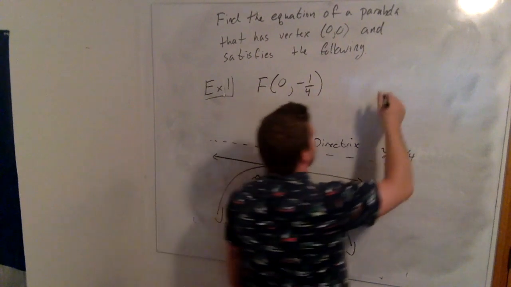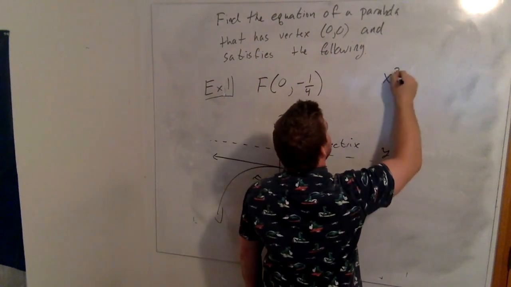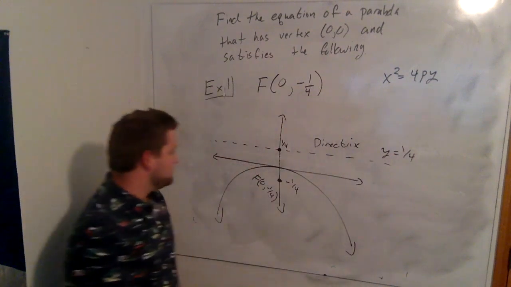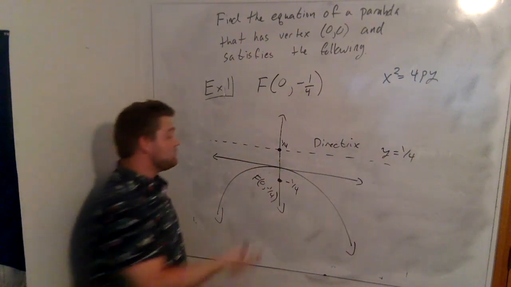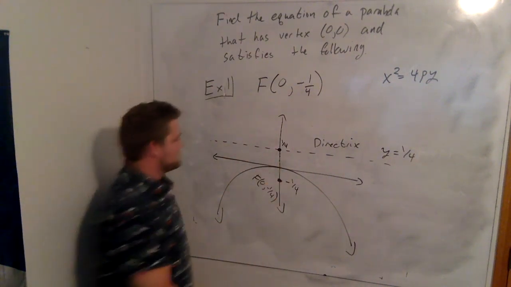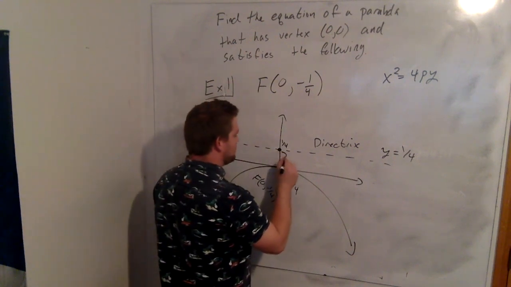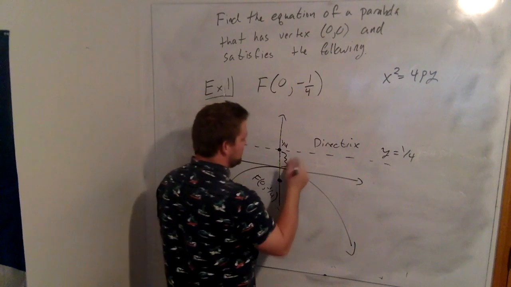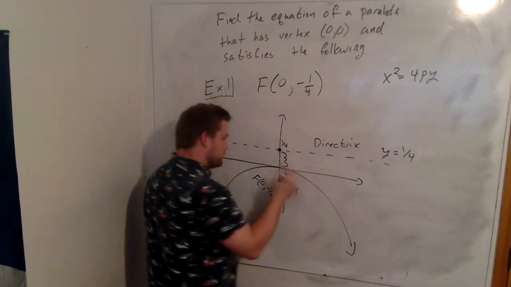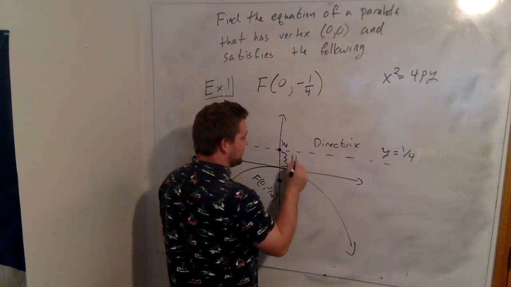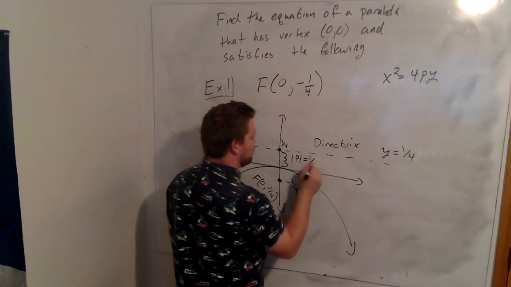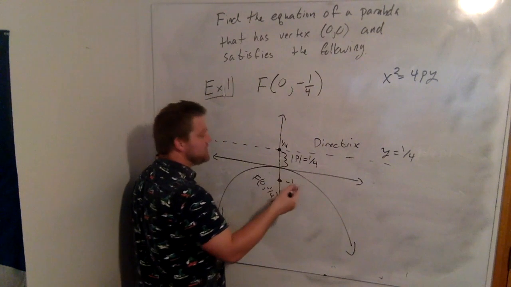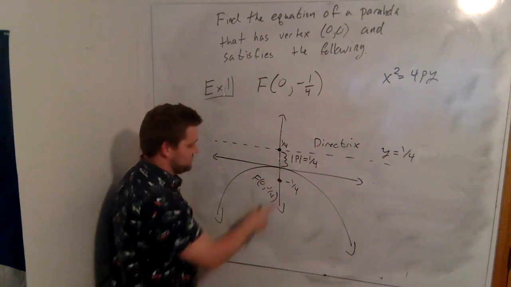So this will be something of the form x squared equals 4py. In this case, we should know that p is negative because the focus is below the directrix. Now all we have to do is figure out what the value of p is. That's this physical distance right here. The absolute value of p will be 1/4. And again, since the focus is below the directrix, p will actually be negative in this case.